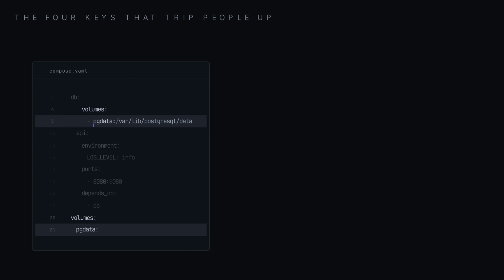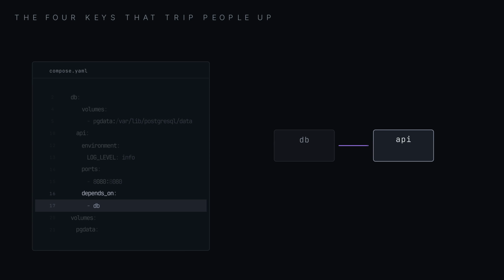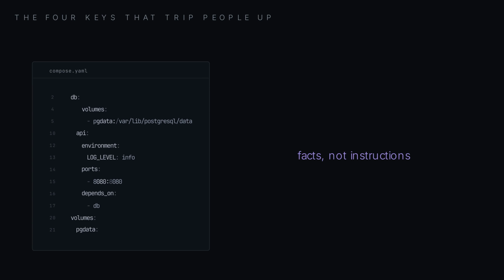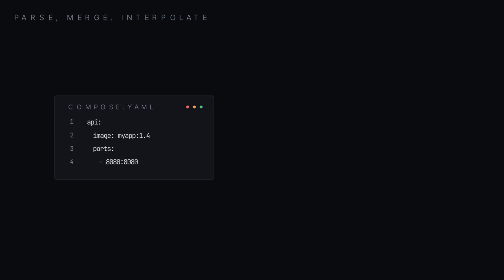Volumes under a service mount storage into it, and the name on the left of that colon refers to a volume declared at the bottom of the file, which is why volumes appears twice at two different levels. And depends_on names another service that should come up first. Every one of those is a fact about one container, written down, and none of them is an instruction to do anything. Before any of that, Compose has to work out what the file even says.